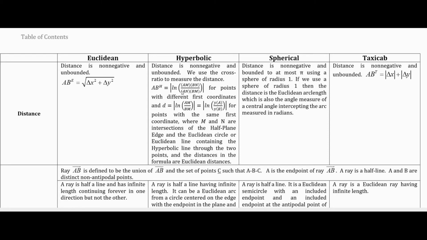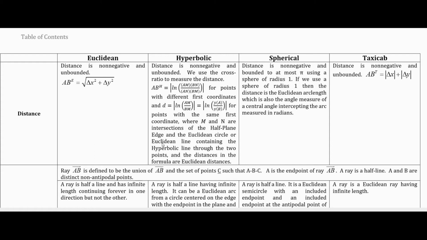And if they've got the same first coordinates, it's just the natural log of the distance from A to M and B to M. In other words, it's the natural log of the y coordinate of A divided by the y coordinate of B, where M and N are intersections of the half-plane edge with the Euclidean circle, or Euclidean line, containing the hyperbolic line through the two points, and the distances in the formula are Euclidean distances again. So see an earlier video for more explanation about that.